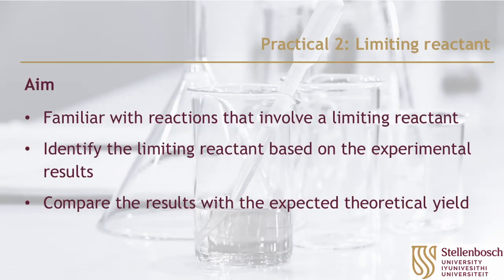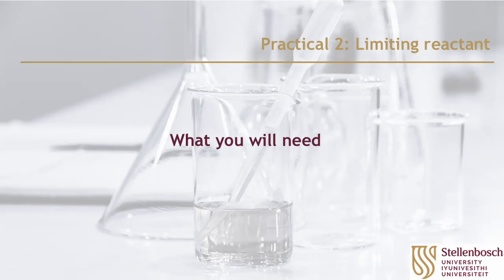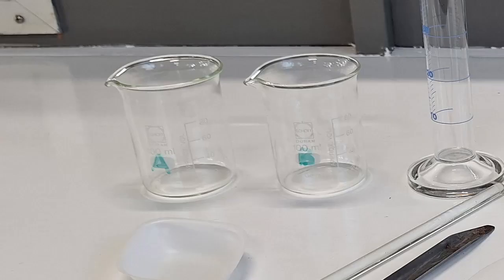The aim of this practical is to become familiar with reactions that involve a limiting reactant, be able to identify the limiting reactant based on the experimental results, and to compare the results with the expected theoretical yield by calculating the experimental yield. The following apparatus, glassware, and chemicals will be required.